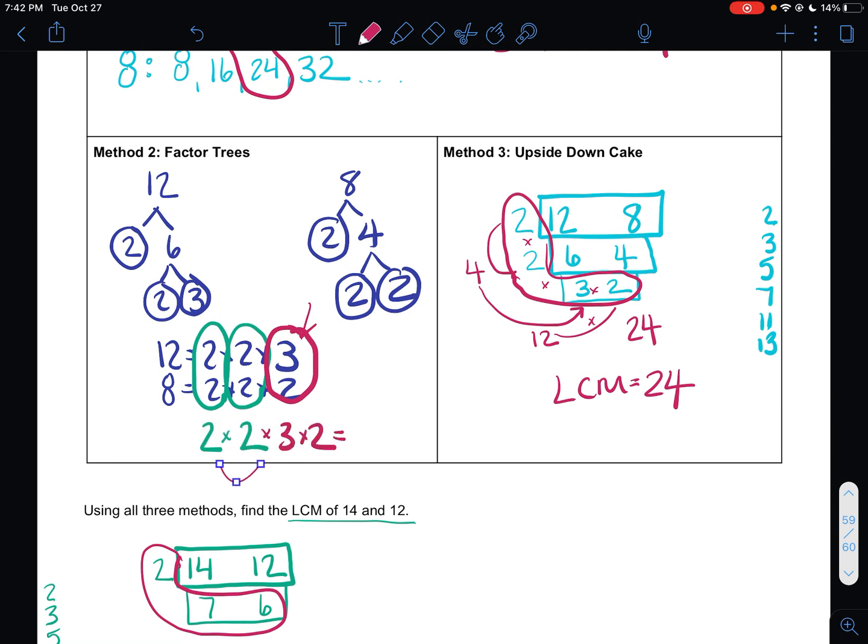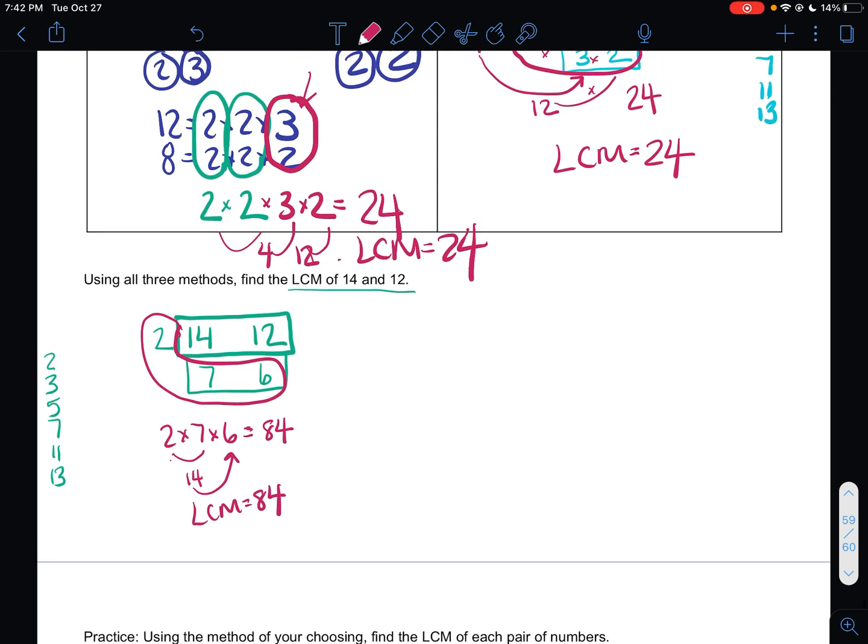2 times 2 is 4. And 4 times 3, 12. And 12 times 2, 24. So the least common multiple equals 24. Okay, so very, very similar to the greatest common factor. You circle what they have in common and then tack on any digit that did not get circled.